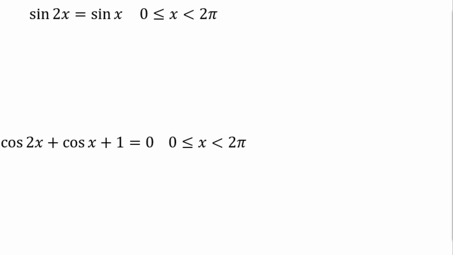Looking at a few more equations, at first glance this seems to be a multiple angle situation where we've got sine 2x. However, I've got a sine of one thing and sine of something different in the same equation, and that doesn't usually work out well for us. So we need to see if we can come up with a way to rewrite this sine 2x using, well, just a sine of regular x.